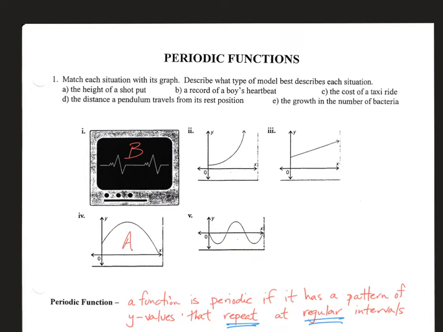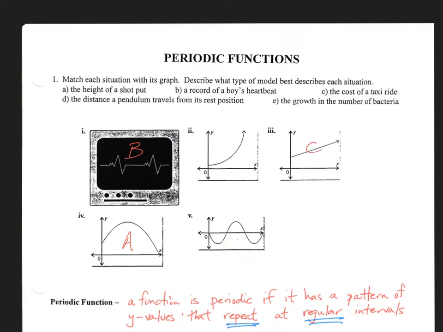And C, the cost of a taxi ride. Well, the cost of a taxi ride could vary a little bit in terms of your expectation. But most taxi rides start with a fixed amount, and then it either increases based on the amount of time spent in the cab or increases at a cost per kilometer, that sort of thing. We should be looking at that being C.